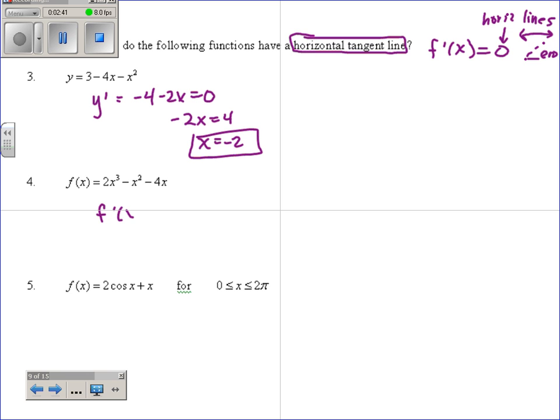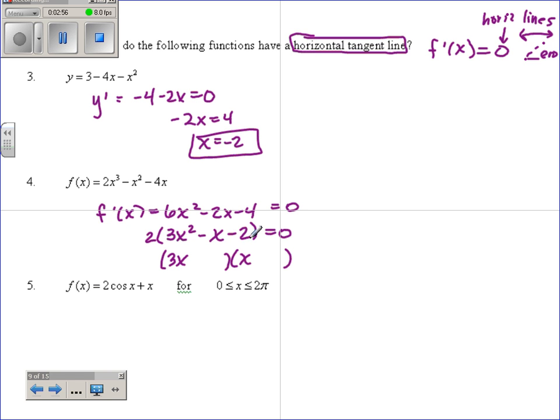F prime of x equals 6x squared minus 2x minus 4 is equal to 0. Let's factor out the greatest common factor, which is 2. 3x squared minus x minus 2. Okay, some of you had one that's kind of similar to this on the quiz and you had issues. The only thing that's going to give me 2 is a 2 and a 1. Okay? If I do 2 here and 1 here, that should work. Let's see. -3 plus 2 would give us that -1 in the middle.